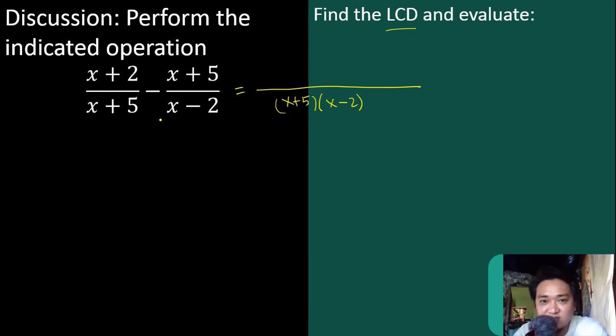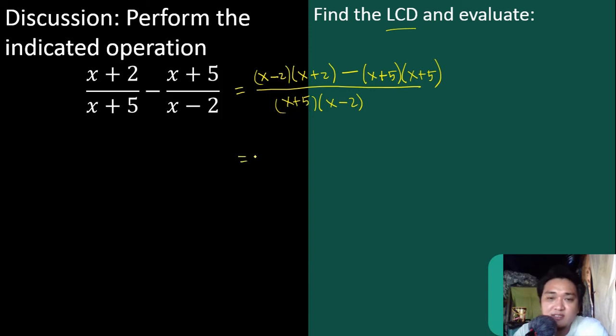So the x plus 5 will cancel. What is left is x minus 2. So we'll put here x minus 2 times x plus 2. Let us try to divide this. We're going to divide this over this. The x minus 2 will cancel. What remains is x plus 5, sorry. So x plus 5 times x plus 5.